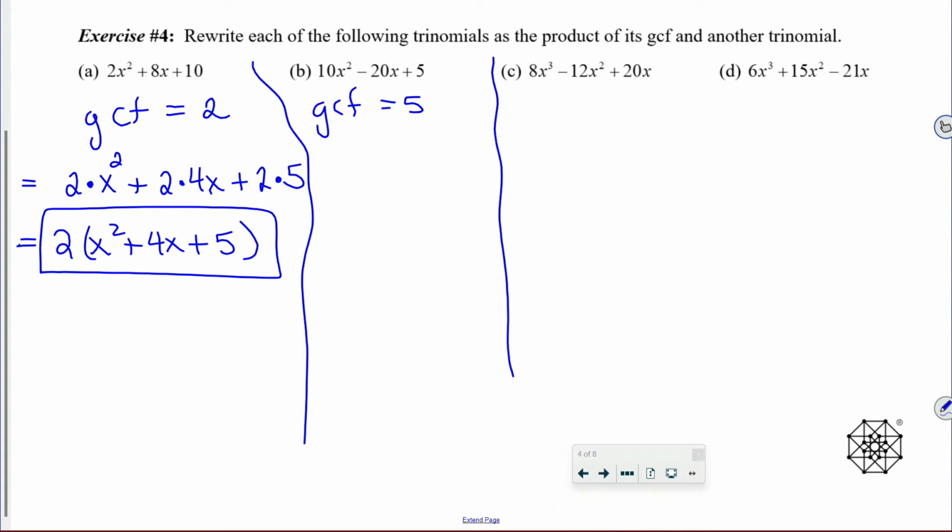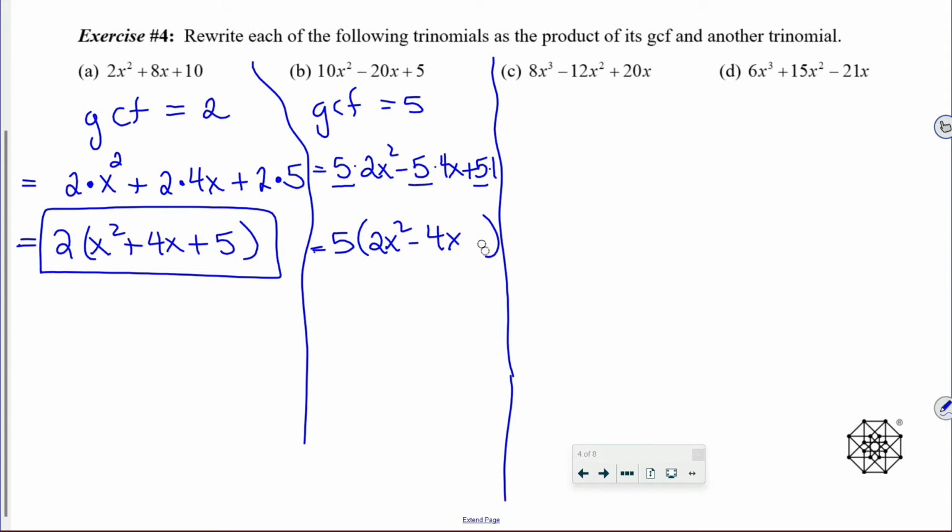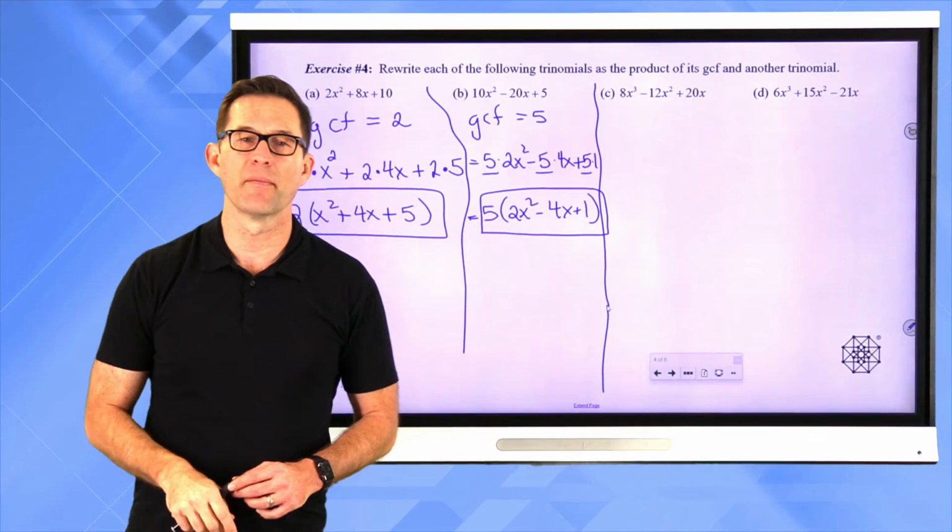And we can rewrite all of this then as 5 times 2x squared minus 5 times 4x plus 5, and here's the kicker, times 1, right? So I have 5 times 2x squared minus 5 times 4x plus 5 times 1. So this is all 5 times 2x squared minus 4x plus 1. There we go. All right, that looks a little bit better. Space management, never been my forte.